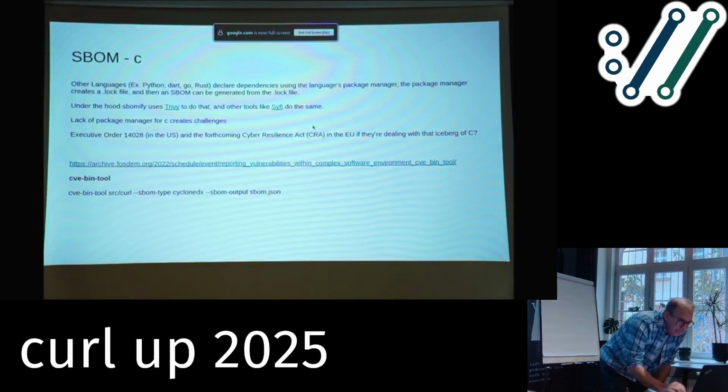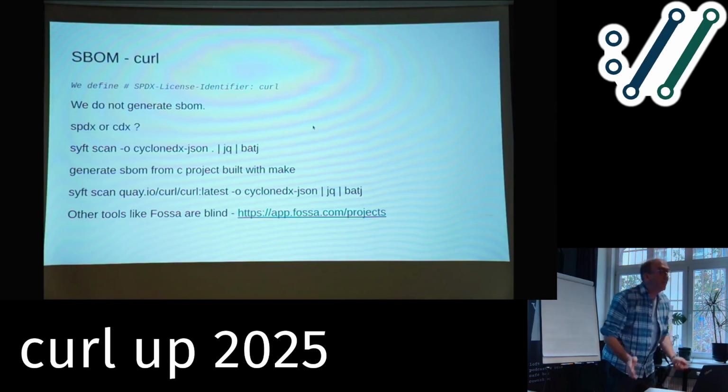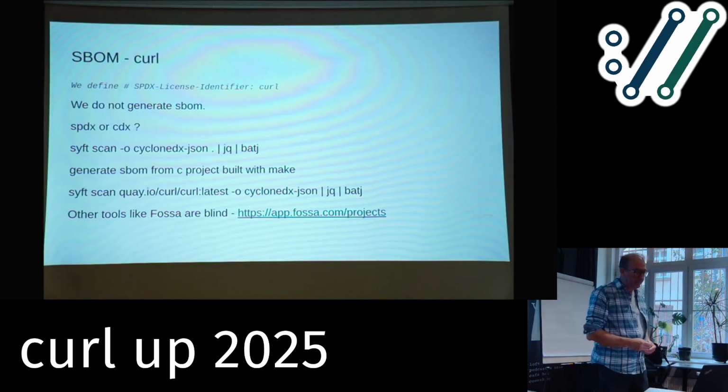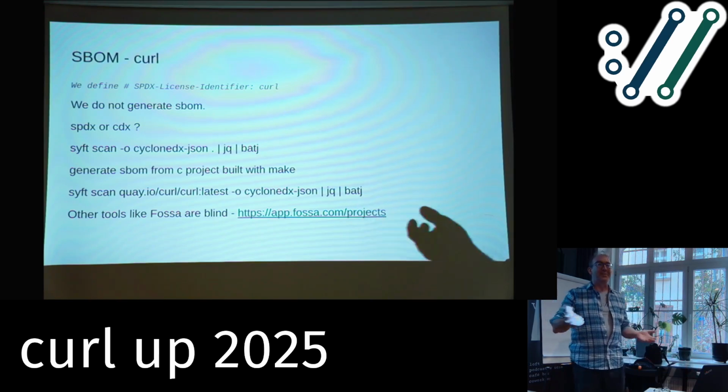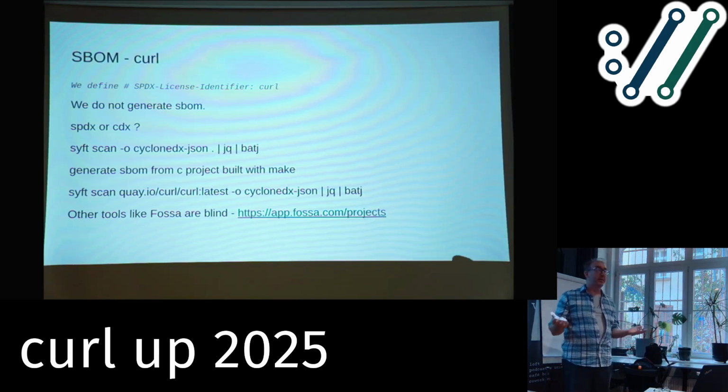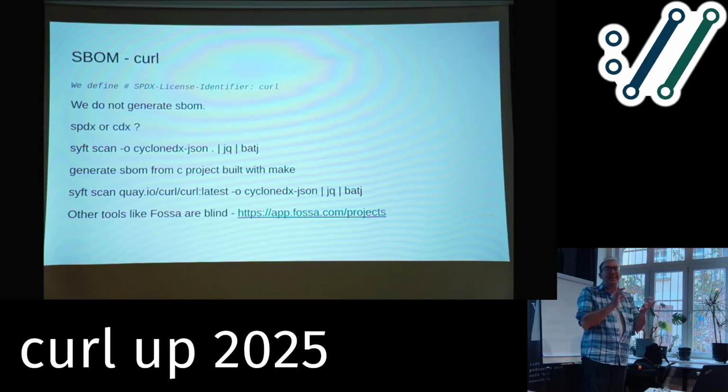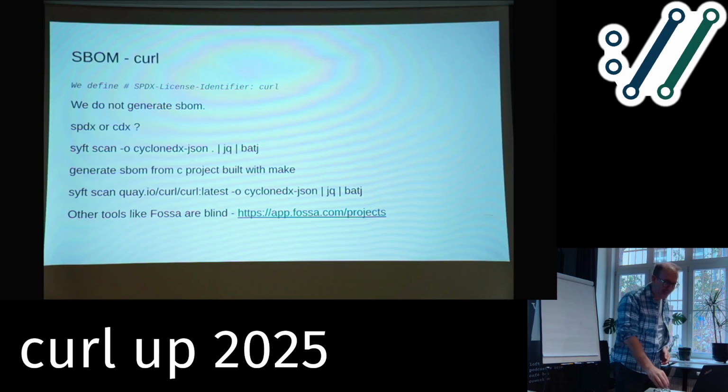All right. So we don't generate SBOMs. And maybe there are tools out there. If I put in the curl container, there are now tools that will generate an SBOM from a container. So it'll generate all the dependencies and all of the stuff that's in there. But because we build the curl container as a static thing, it's blind. You can't get inside of it.